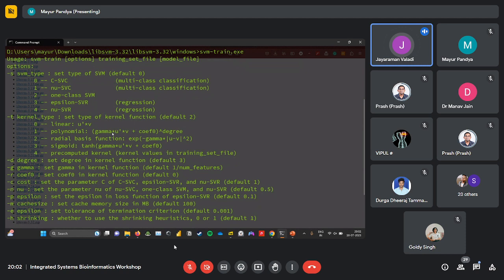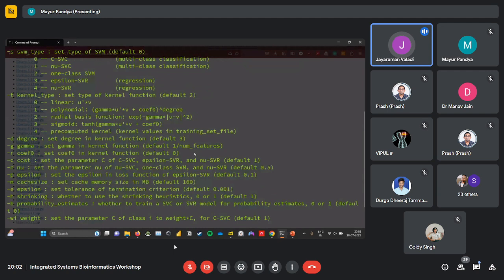The minus t option gives you the kernel type. 0 is a linear kernel. The linear kernel means we are not taking it to a higher dimensional attribute space. We are just using a linear hyperplane in the original space. t equal to 1 means polynomial kernel. The polynomial kernel has 3 parameters: gamma, coefficient 0, and degree.